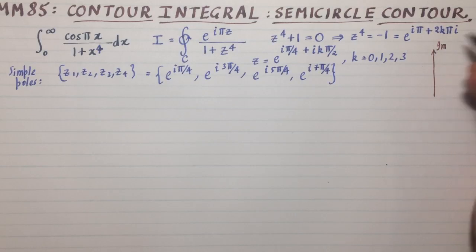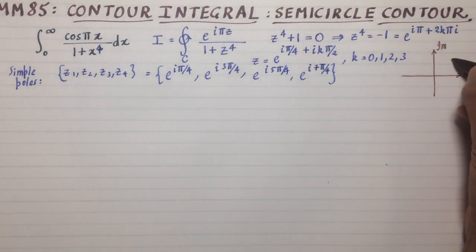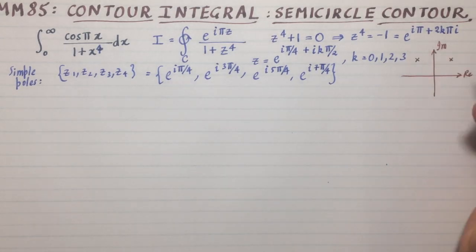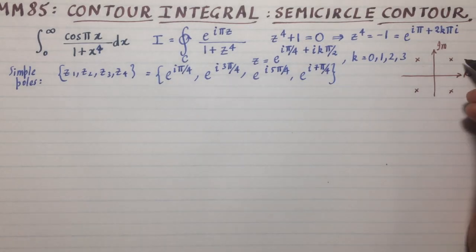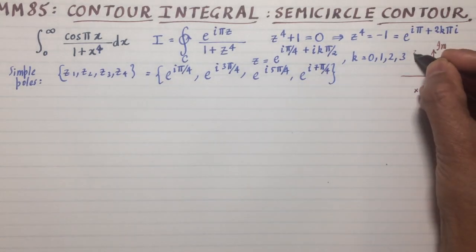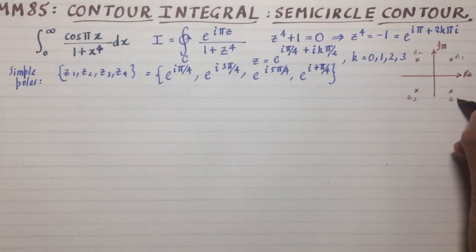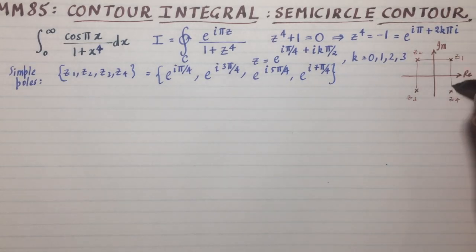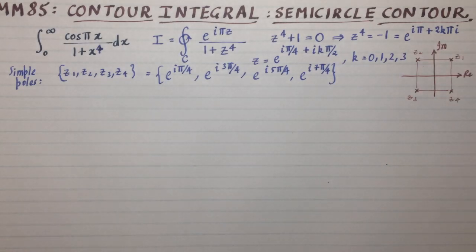So that's the imaginary axis, that's the real axis. The fourth roots of unity are going to lie essentially in a square like that. That's your z1, z2, z3, and z4. And also a unit circle. We'll go through all of them.